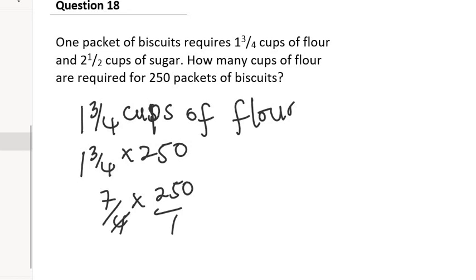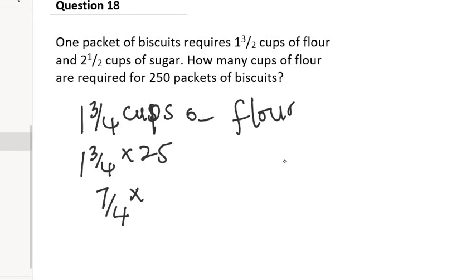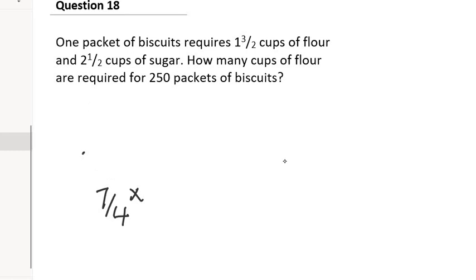4 times 1, 4 plus 3, 7/4 times 250. Okay, oh, hold on. Let me multiply direct. Okay, I just cross-checked this question again. The packet of biscuits requires one whole number, 3/2 cups, not one whole number, 3/4. So I'm going to take this part again.